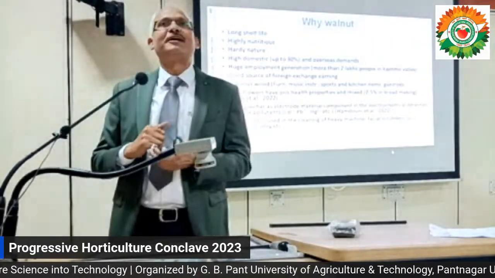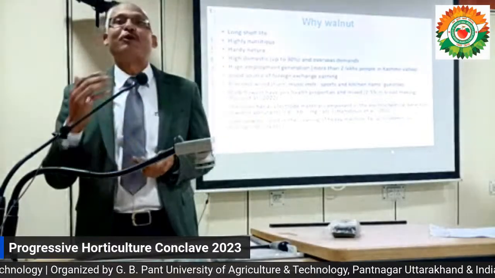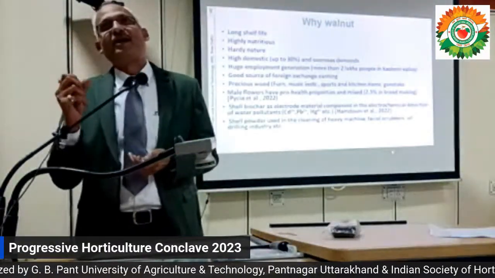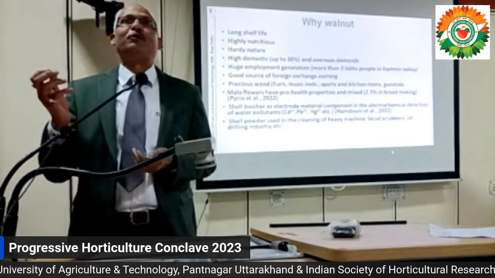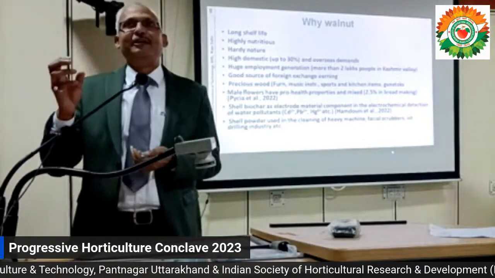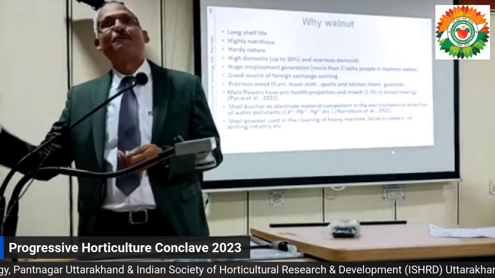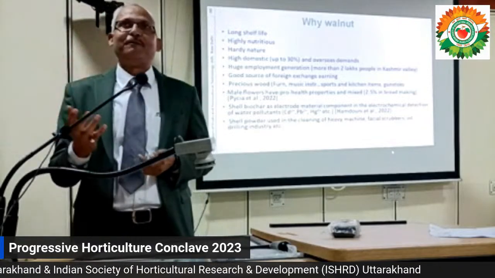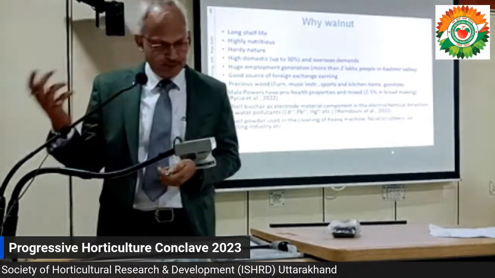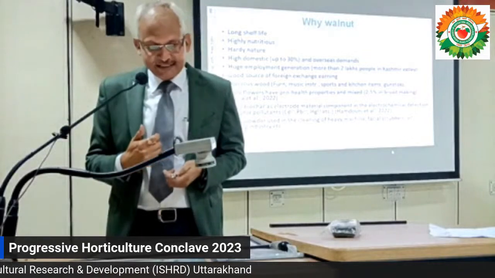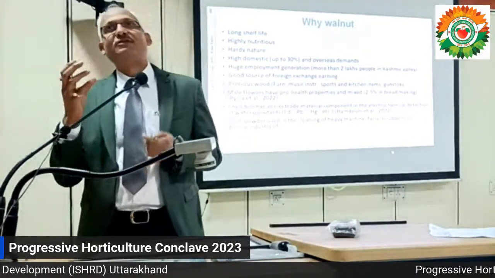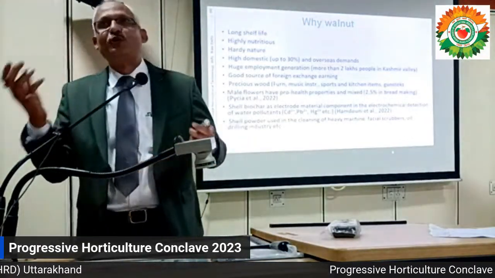Recently, a trial was conducted in 2021, and it was found that male catkins of walnut have very high health promoting activity. So its powder can be mixed up to 2.5% in wheat flour in bread making to develop a value-added bread. Shell biochar as an electrode, because generally the walnut shell is not utilized.